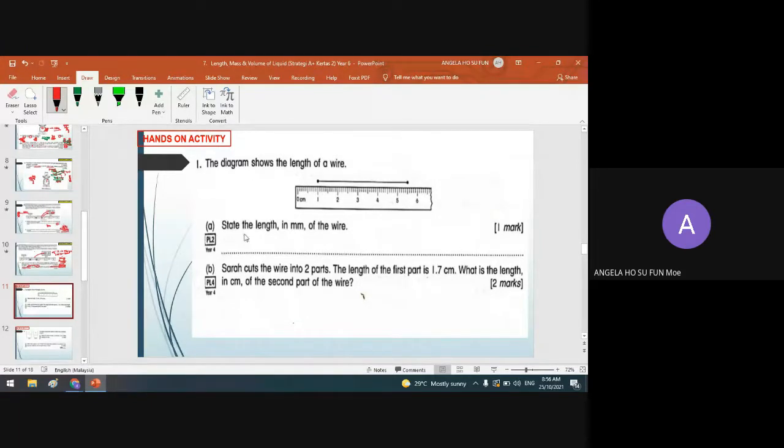Question number 1. This is a ruler, and this is a wire on top of the ruler here. State the length. Now I want it in mm. You have to bear in mind this ruler is in cm, so I want the answer in mm. What is the length of the wire? On the spot, everybody, if you can see this, just tell me your answer. Hello? Anyone want to try this?